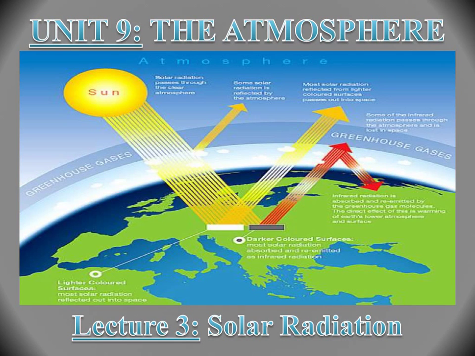Welcome to Unit 9, Lecture 3, continuing talking about the atmosphere. Now we're going to look at the solar radiation, the waves of light and heat that come from the sun, hit the Earth, and cause the Earth to warm up. Right here in this opening slide is an overall summary of what happens as the sun's rays, the solar radiation, leave the sun and come into the Earth.